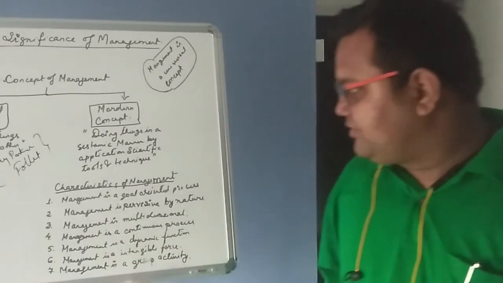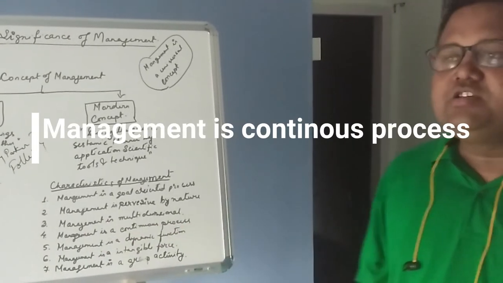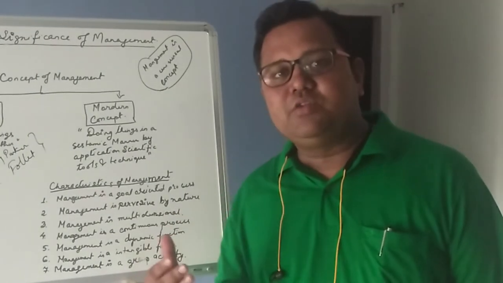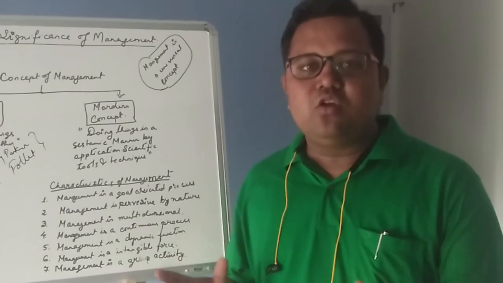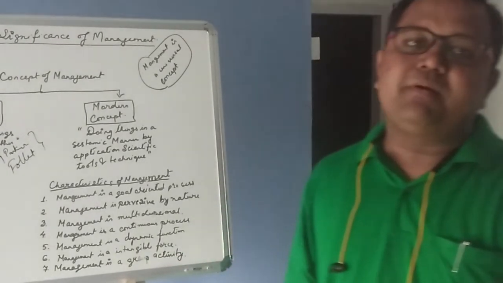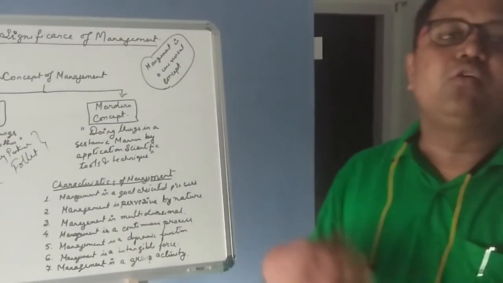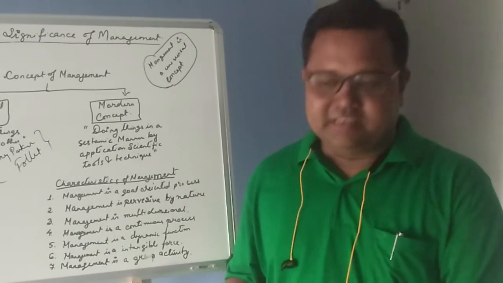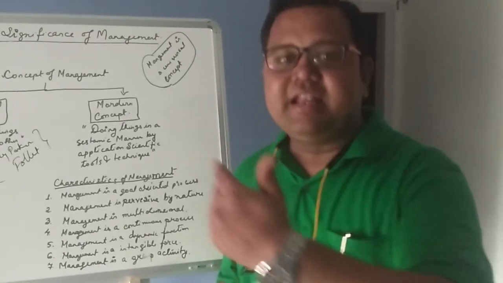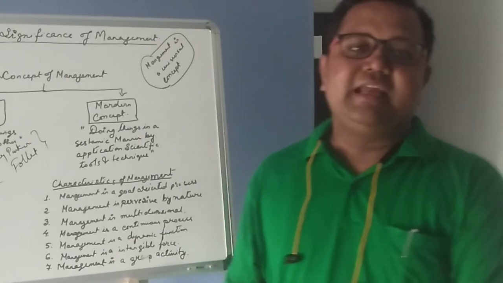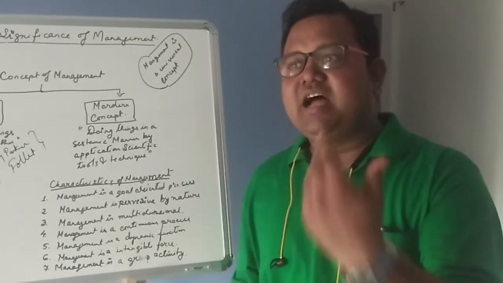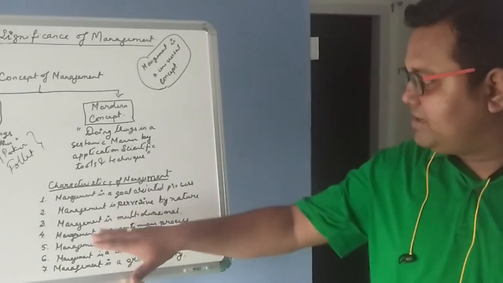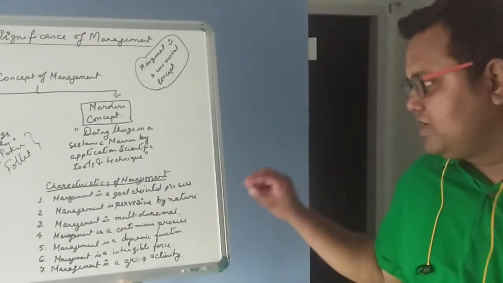The 4th characteristic is what? Management is a continuous process. The term continuous means keep on running, keep on going. Management does not end after achieving a particular task. It keeps on rolling one after another. One objective is fulfilled, the next objective automatically comes and management keeps on working one after another. Therefore, it is said that management is a continuous process.